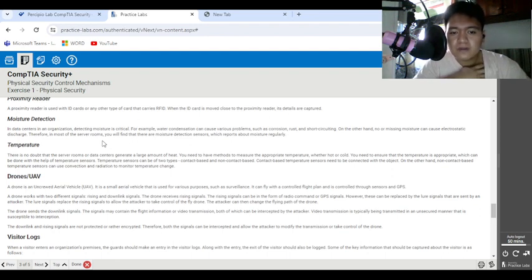Temperature. Use the appropriate temperature, hot or cold. You need to ensure that the temperature is appropriate, which can be done with the help of temperature sensors.